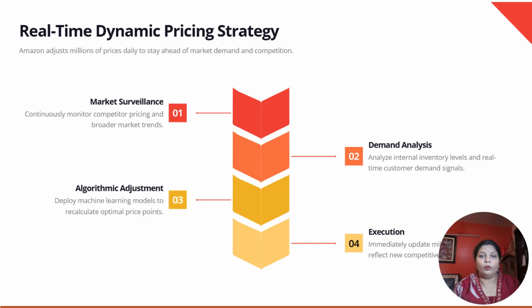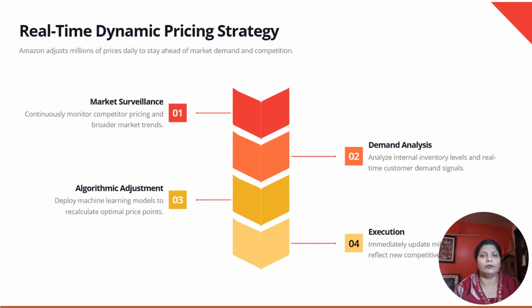So the first step in what Amazon actually does for its analytics is market surveillance. Amazon continuously monitors competitors' pricing as well as broader market trends. This ensures the pricing decisions are always informed by current competitive conditions. Secondly, in demand analysis, Amazon analyzes internal data such as inventory levels, sales velocity, and real-time customer demand signals. This helps the organization understand how sensitive demand is to price changes at any given moment.